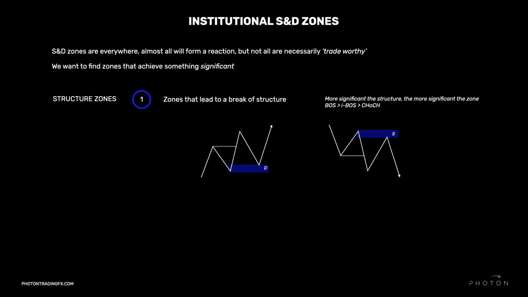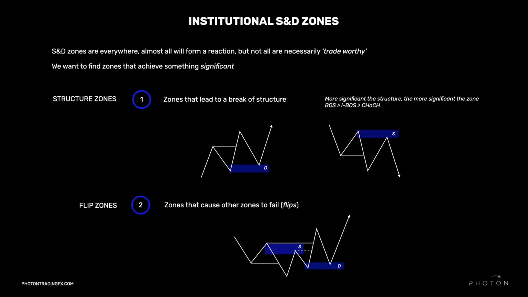And to be honest with you, really that's it. This is pretty much the main way in which I will always validate a zone. Did it break any form of structure? As long as it at least broke a fractal high, then I'm interested in it. But ideally, the stronger the structure it breaks, the better the zone should be.